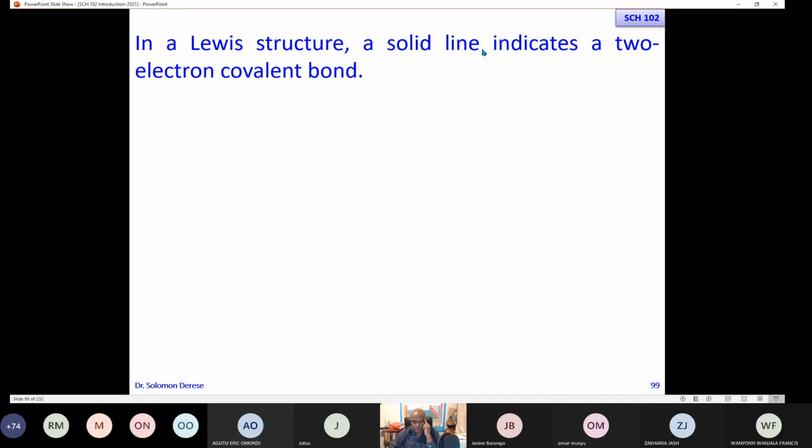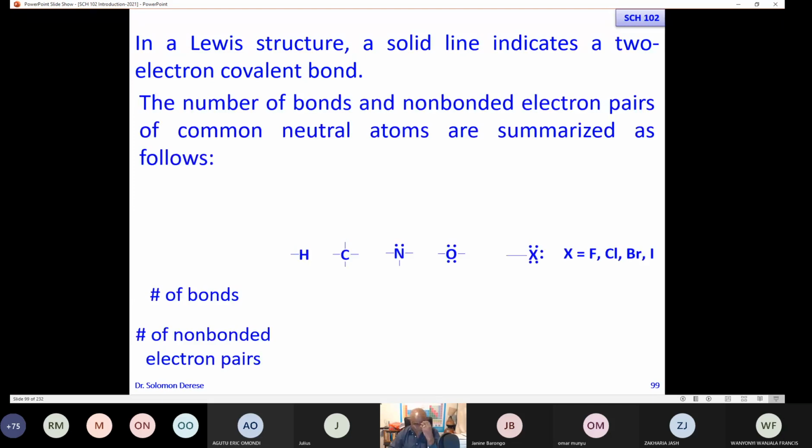Okay, so as I told you, when you are drawing the Lewis structure of a molecule, a solid line indicates a 2-electron covalent bond. Just a line represents 2 electrons. You'll count a solid line as 2 electrons. If you have 2 solid lines, those are 4 electrons. If you have 3 solid lines, those are 6 electrons, because a single solid line indicates a 2-electron covalent bond.